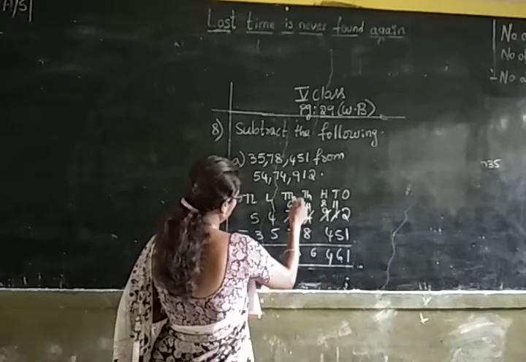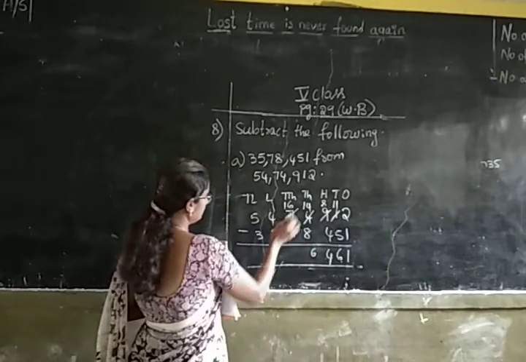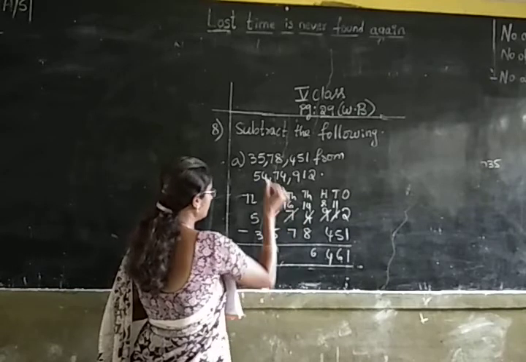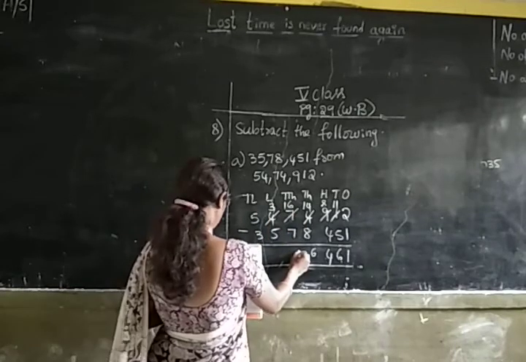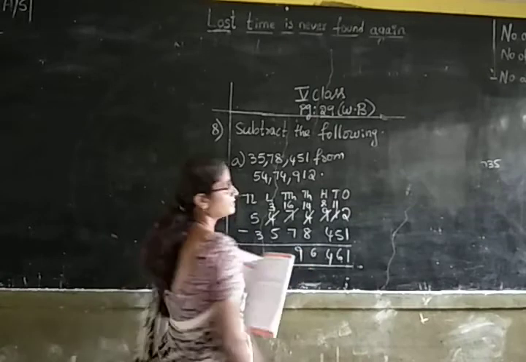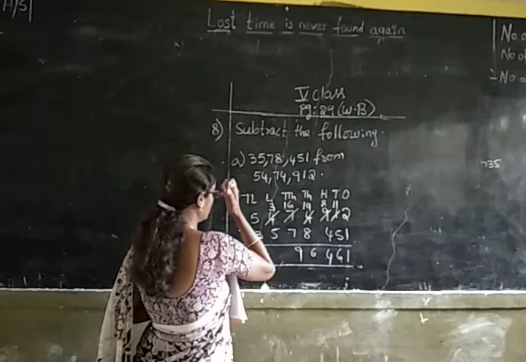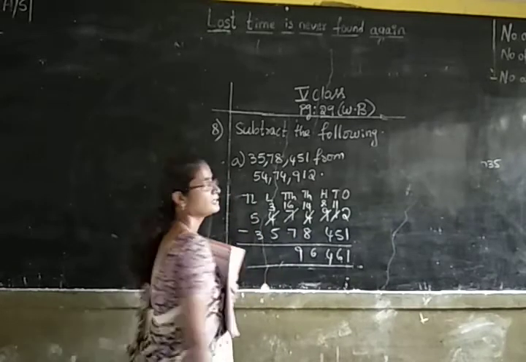So here you can't subtract 7 from 6. So 6 has to borrow. 6 will become 16 and 4 will become 3. 16 minus 7 is 9. After subtracting the numbers in 10,000's place, you have to subtract the numbers in lakhs place.